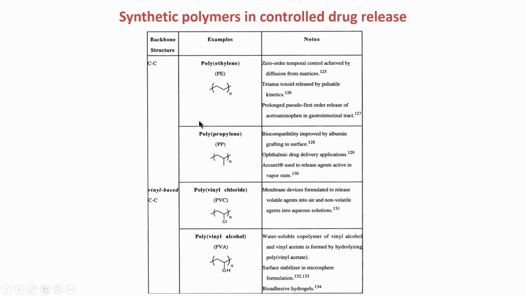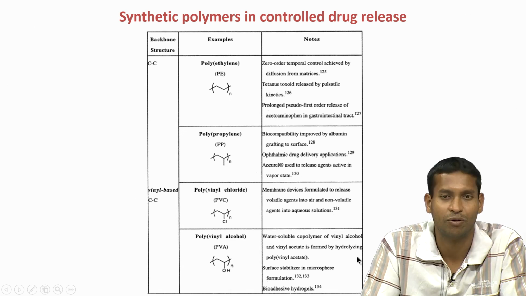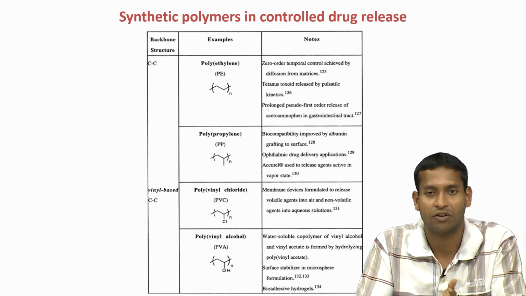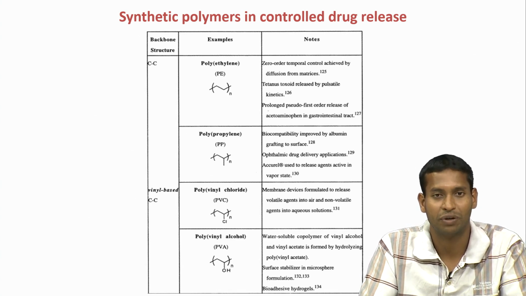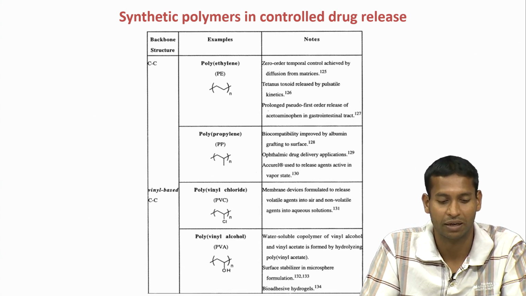So, some of them are polyethylene, it is very similar to the plastic that you guys use to go to supermarkets. Polypropylene, PVC, polyvinyl alcohol, all of these, and their notes are written on the side. These are different applications. Again, I don't really want to go into details on any of these. These slides are here for your reference, so that later on if you need to refer to any of these, you can come back to this.